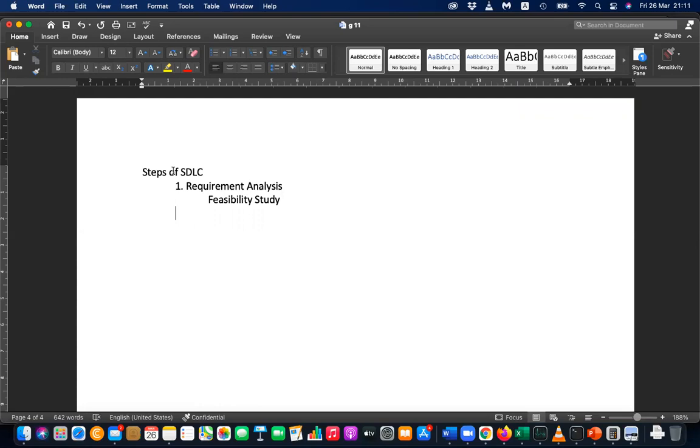Actually I missed one thing, I'm really sorry for that. Even before that, the initial step is problem definition. That is not listed in your book even. The initial step is problem definition. Then you have step number 1, requirement analysis, and step number 2, system design. Step number 3 is coding and system development.